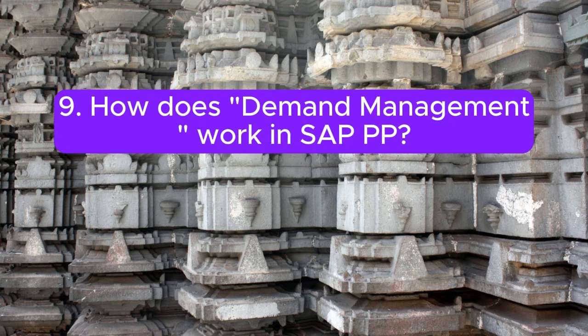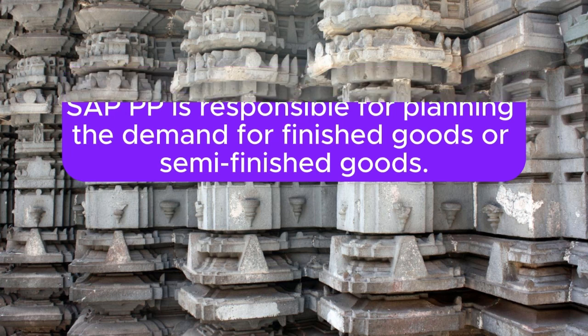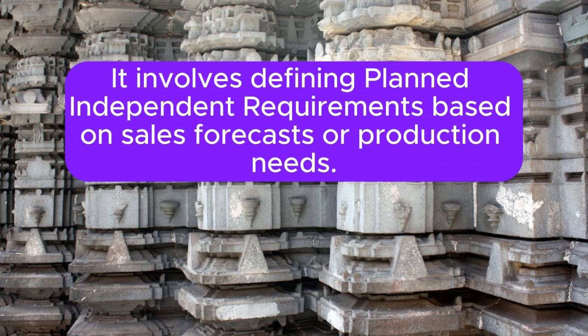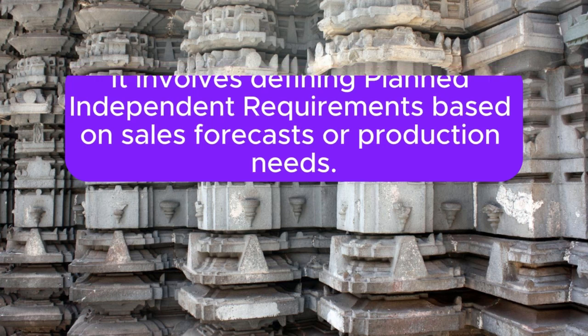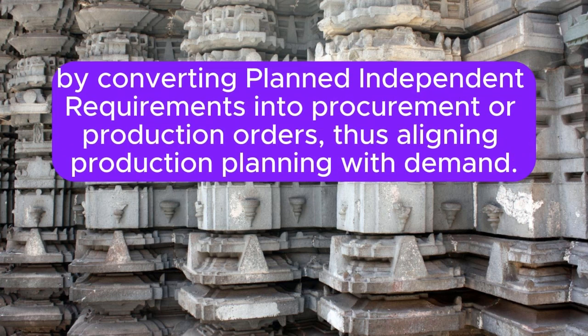9. How does demand management work in SAP PP? Answer: Demand management in SAP PP is responsible for planning the demand for finished goods or semi-finished goods. It involves defining planned independent requirements based on sales forecasts or production needs. Demand management ensures that sufficient materials are available for production, by converting planned independent requirements into procurement or production orders, thus aligning production planning with demand.